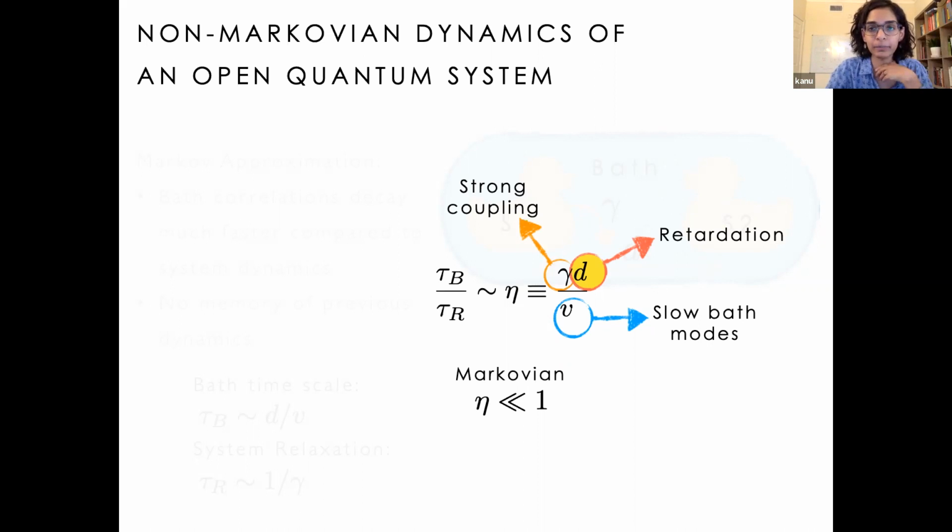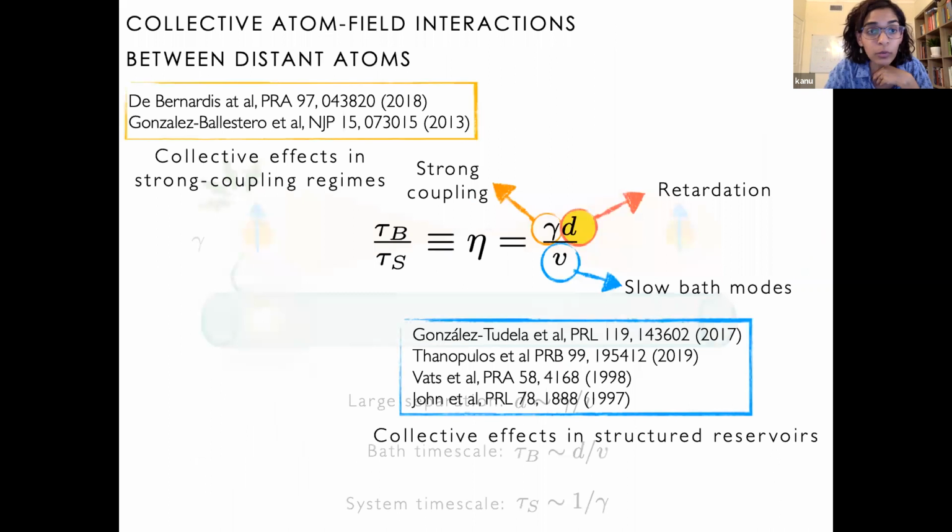And what we'll discuss today is the effects of retardation in a delocalized system that brings into play non-Markovian effects. And I should also mention that some of these aspects of slow bath modes and strong coupling in the context of collective emission have been studied in some of these very interesting works and more, in fact, which I don't have here, but what we are looking into is the aspect of retardation.